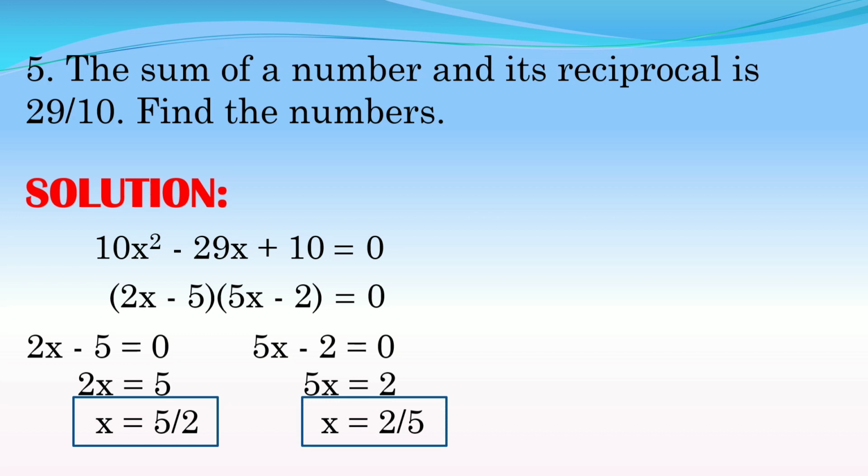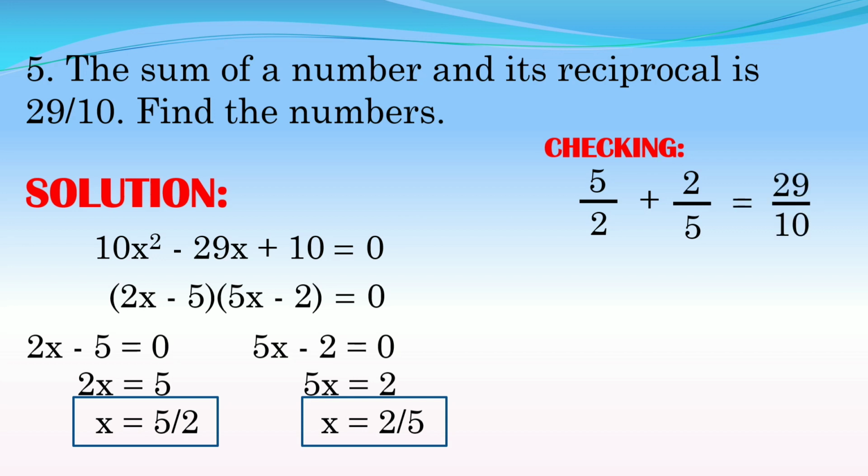So, check nga natin kung itong dalawang numbers or dalawang fractions na nakuha natin ay talagang tama. Kailangan pag inadd natin yung number at yung kanyang reciprocal ay equal siya sa 29 over 10. So, let's have the checking. Unahin natin si 5 over 2. So, 5 over 2 plus, ang kanyang reciprocal ay 2 over 5. Tingnan nga natin kung 29 over 10 ang sagot nila.